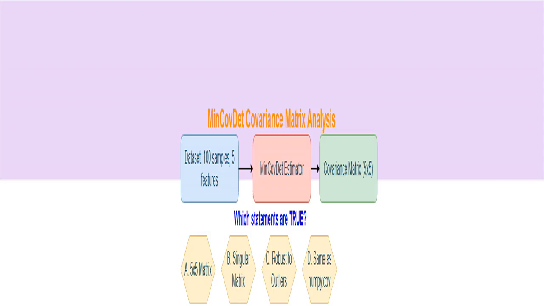I'm analyzing a covariance matrix created by the minimum covariance determinant, MinCovDet, estimator. This estimator is a fancy way to calculate the spread of data, but it's special because it's really good at ignoring outliers, those unusual data points that can mess up a regular calculation. We'll examine how this affects our results.